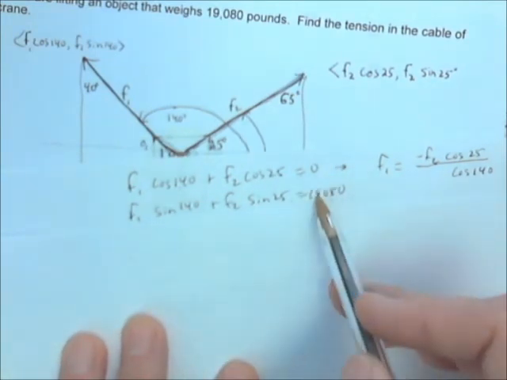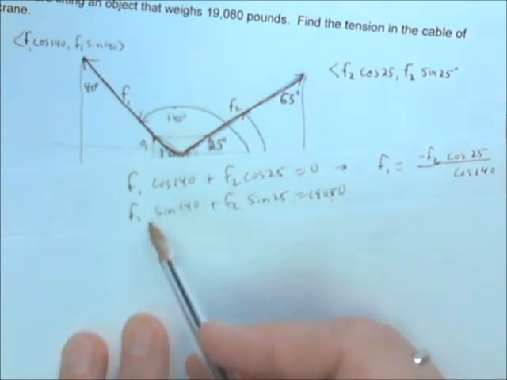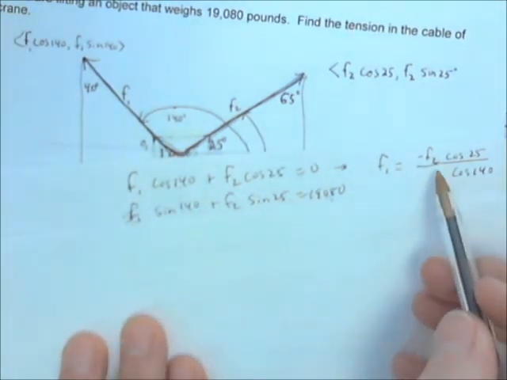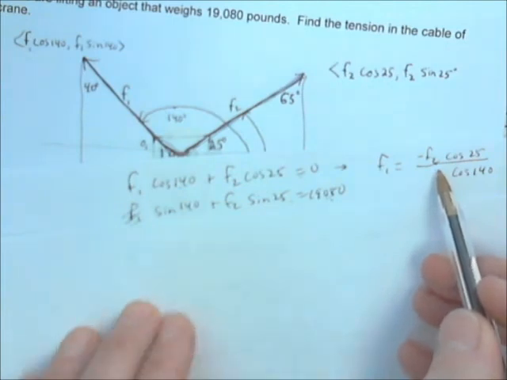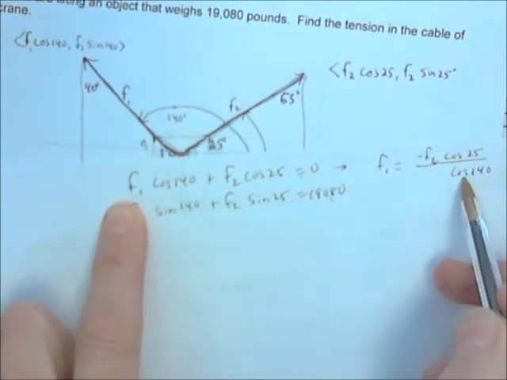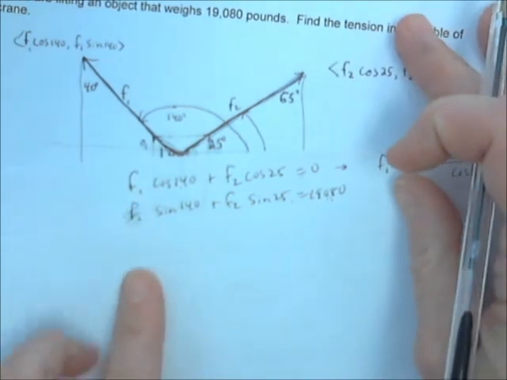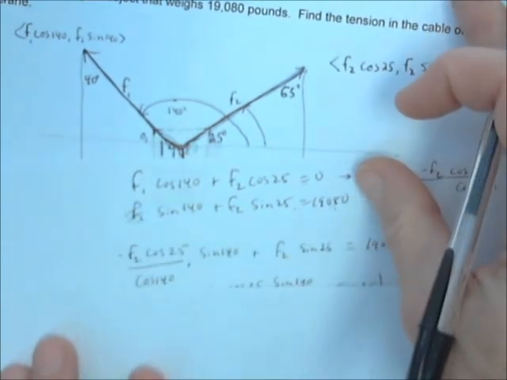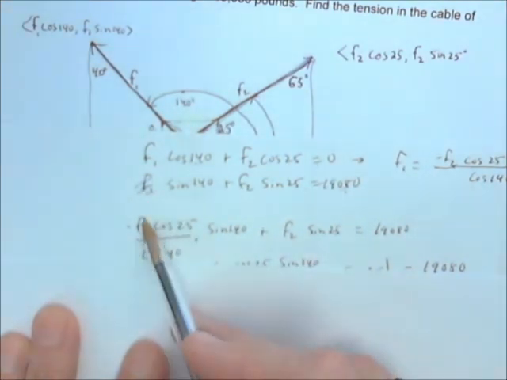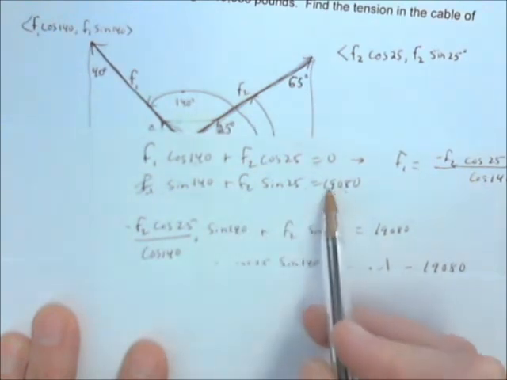And so now we have a system of equations, and we're going to use the substitution method. So this F1 right here, we're going to take out the F1, and we're going to replace it with what we solved it for. So we're going to replace this with negative F2 cos 25 over cos 140, and then we're going to add the rest of that and make it equal to 19,080. So here's the substitution into F1 right here, and then here's your sine of 140, and then plus the rest.